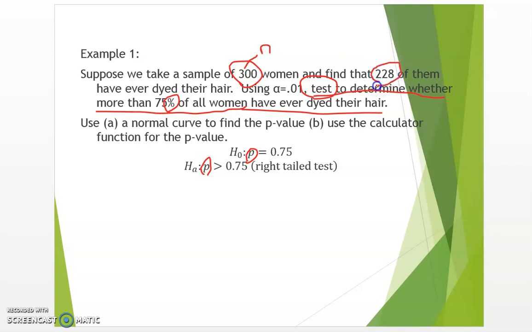228 is the number of women who have ever dyed their hair, which is the item of interest in this case. So that is x. And then 75% has been used in the hypothesis. So this is the hypothesis, and let's use both methods to find the p-value. One is using the normal curve, one is using the calculator. So let's see.